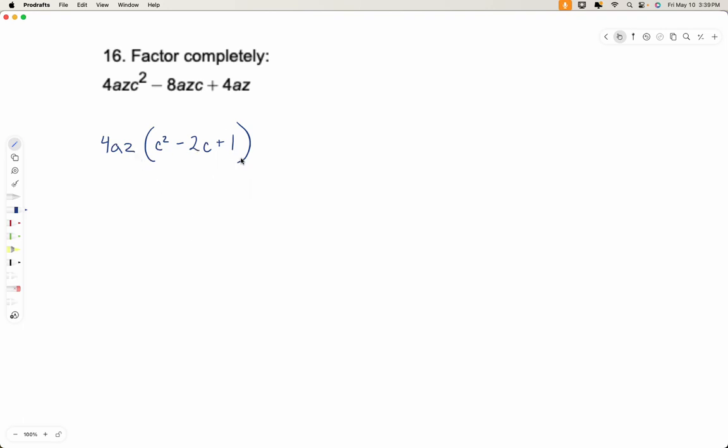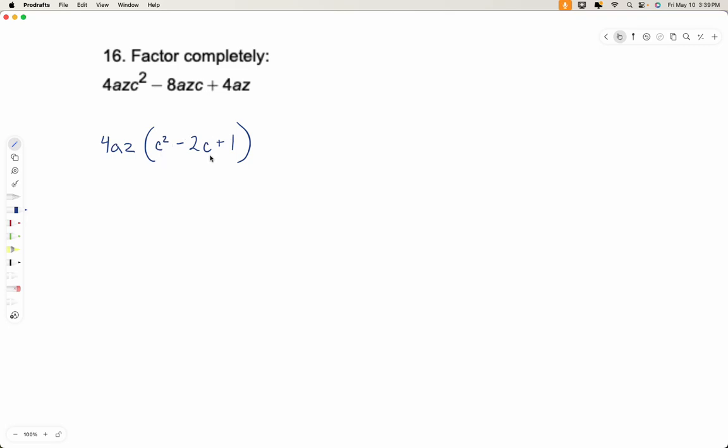So the way to check your work is to multiply this times each one of these to make sure you got the first step right. 4AZ times C squared would give me 4AZC squared. 4AZ times negative 2C gives me negative 8AZC. And then 4AZ times a positive 1 gives me 4AZ. So this is correct. Now we're going to factor this.